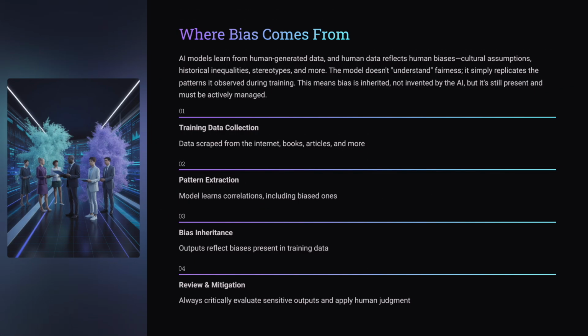AI is trained on human-created data, and human-created data contains bias. The model isn't intentionally biased. It simply mirrors patterns found in the training set. Understanding this helps you evaluate AI output more responsibly.